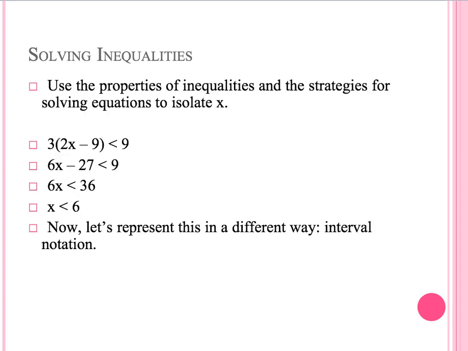Next, we're going to look at solving an inequality that's a little bit more challenging. Our same rules apply as they would for our equation. We still want to isolate our variable x. So in the following problem, our first step would be to distribute the 3 to both pieces. When we do this, we get 6x minus 27 is less than 9.